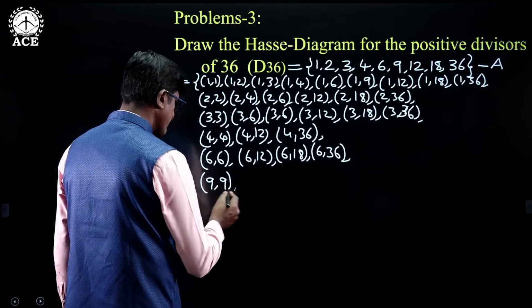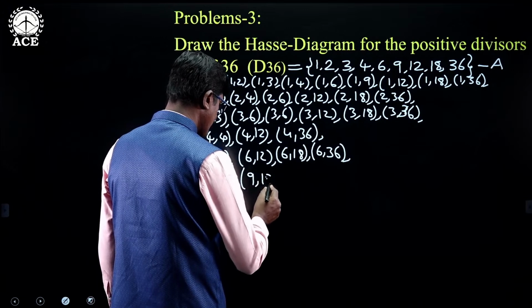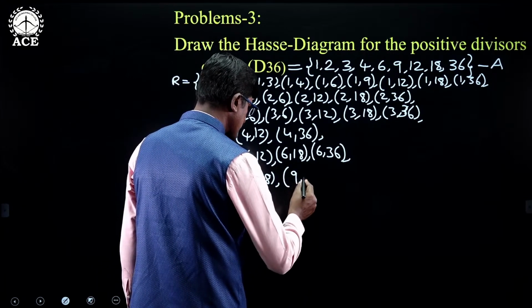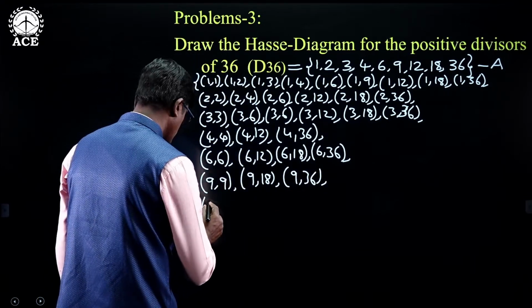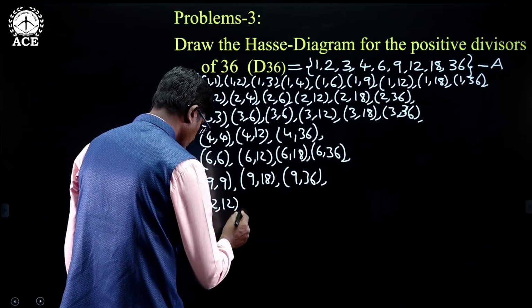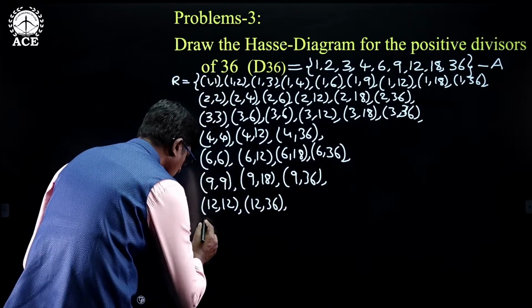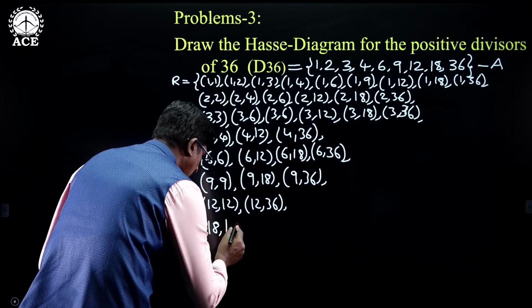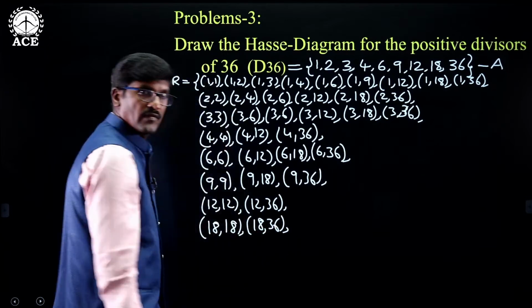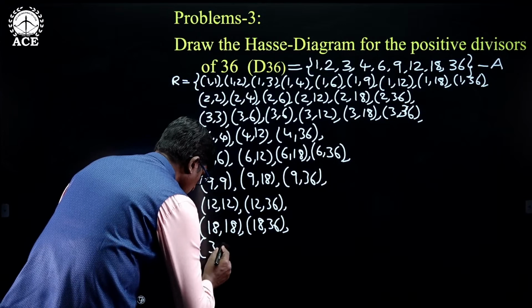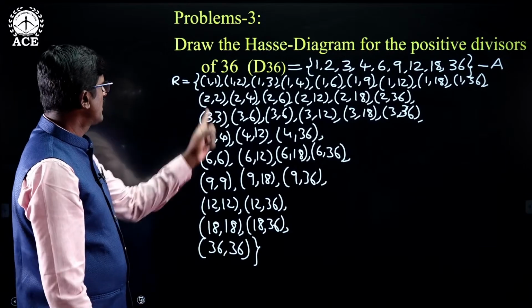Next I am taking the element number 9. 9 divides 9. 9 divides 18. Next 9 divides 36. Next the element 12. 12 divides 12. 12 divides 36. Next the element 18. 18 divides 18. Next 18 divides 36. The next element is 36. 36 divides 36. These are all the ordered pairs in the relation R.